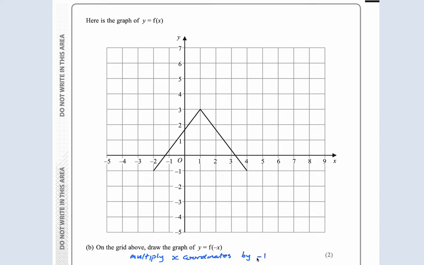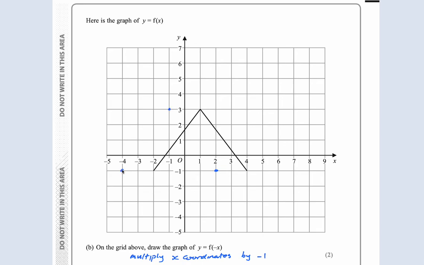Here I multiply the x coordinates by -1. So what's the x coordinate here? -2. So my x coordinate becomes -1. My x coordinate here, oh no, sorry, what am I doing? I need to multiply them by -1. So I'm going to multiply this -2 by -1, brings it here to 2. I multiply this coordinate by -1, it brings it to here, -4. And I multiply this coordinate by -1, brings it here to -1.